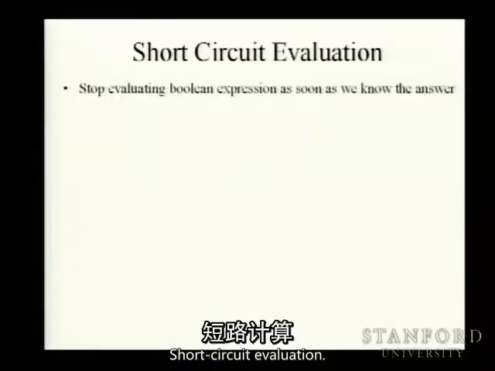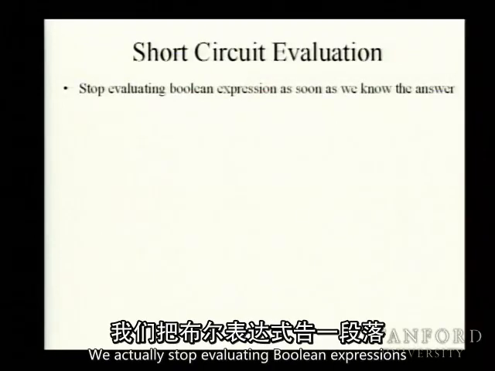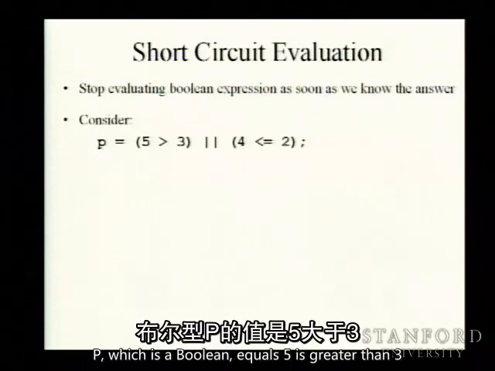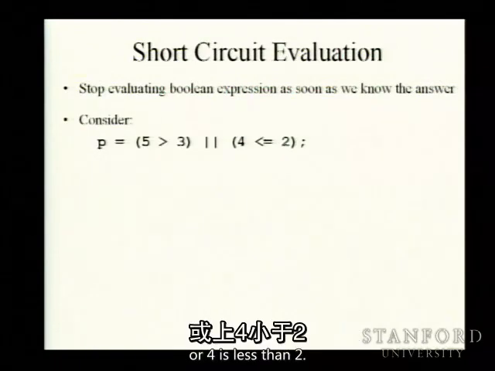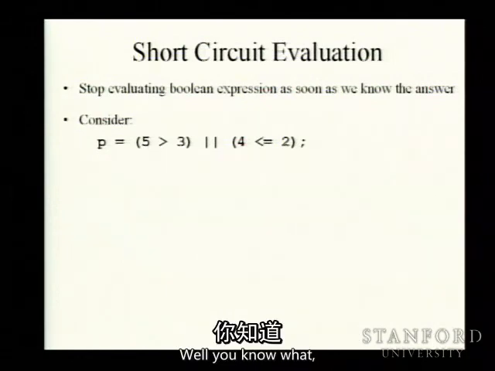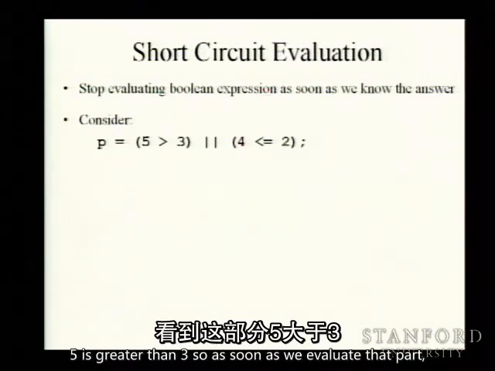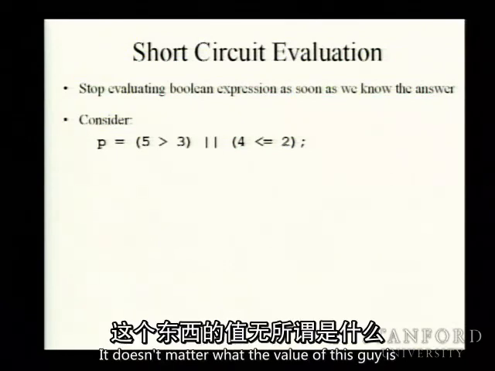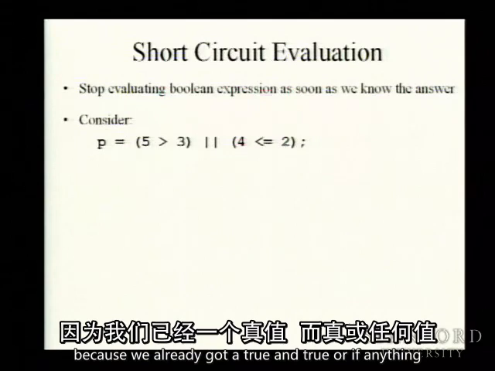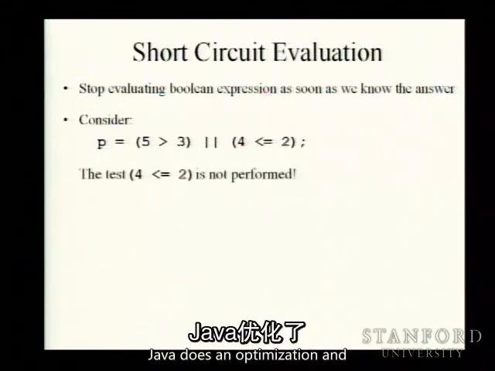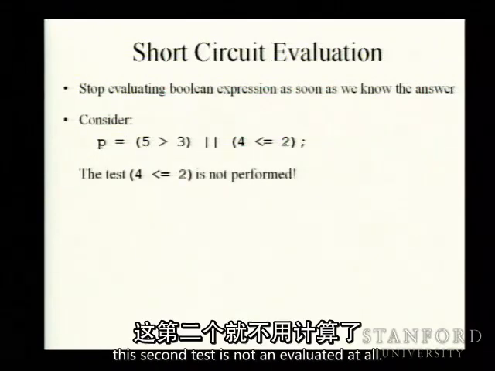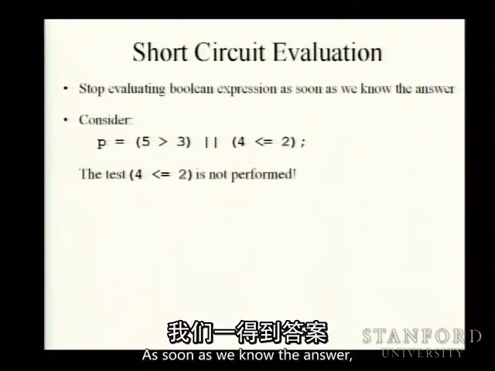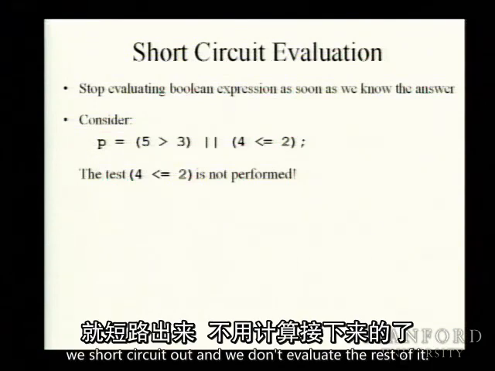Trust me. Short circuit evaluation. We actually stop evaluating Boolean expressions as soon as we know the answer. What does that mean? Okay, so let's consider something like this. P, which is a Boolean, equals 5 is greater than 3 or 4 is less than 2. Well, 5 is greater than 3, so as soon as we evaluate that part, that's true. True or anything is true, right? It doesn't matter what the value of this part is because we already got a true, and true ORed with anything is going to be true. So in fact, Java does an optimization, and the second test is not evaluated at all. That's why it's called short circuit evaluation. As soon as we know the answer, we short circuit out and we don't evaluate the rest of it.